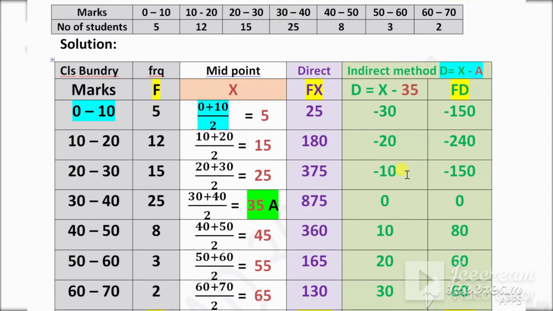These are the deviations, or the d values, but we have to find fd for the formula. So first multiply this f with d. So 5 multiplied with negative 30 is negative 150. 12 multiplied with negative 20 is negative 240. 15 multiplied with negative 10 is negative 150. 0 multiplied with any number is 0, and this way we will get the products of fd.